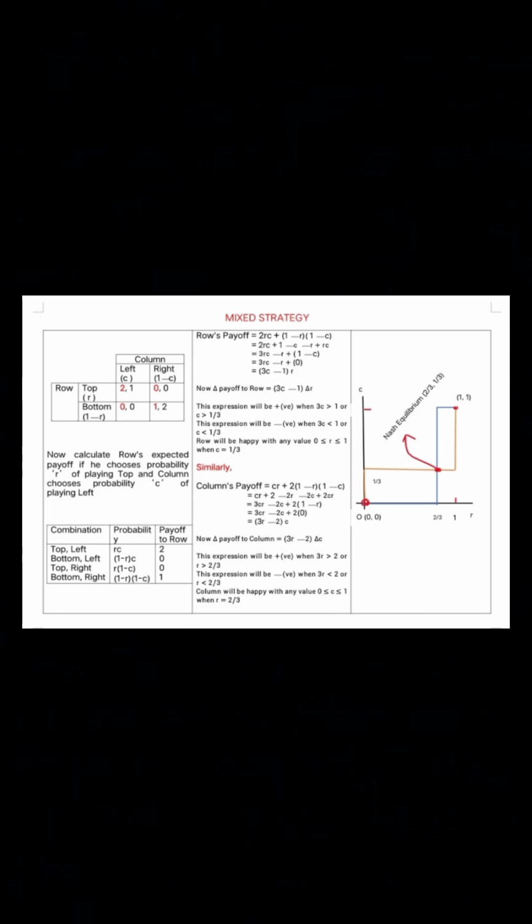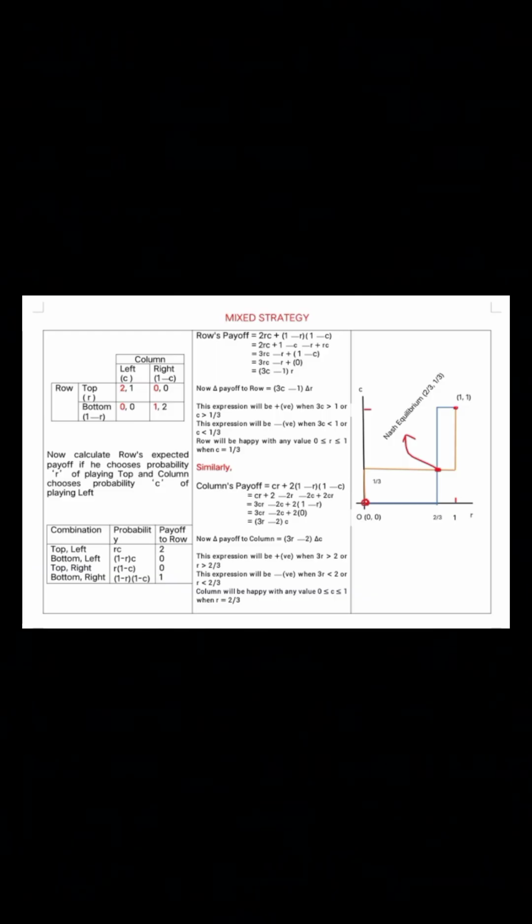Please look at the write up. Row's payoff is equal to 2RC plus 1 minus R into 1 minus C, which after some simplification is equal to (3C minus 1) whole into R. Now let us think that row contemplates increasing R by delta R. In this case, delta payoff to row is equal to (3C minus 1) into delta R.